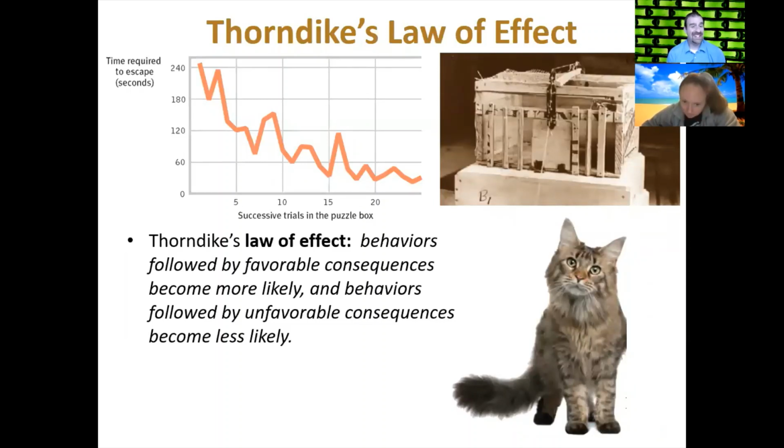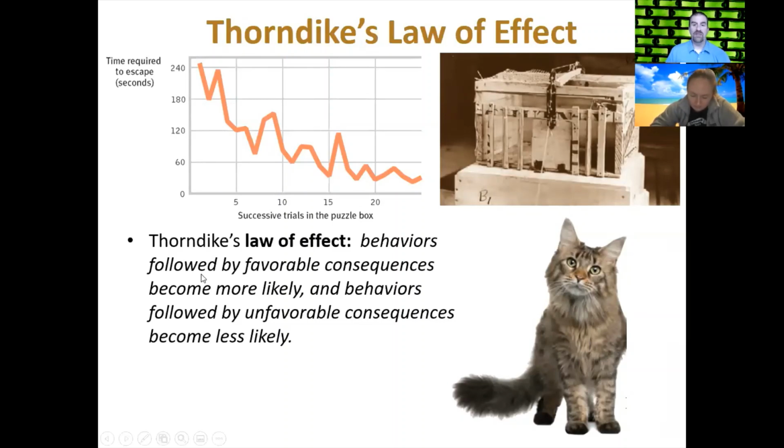Now, it takes a while at the beginning for the cat because it's all trial and error learning, but the cat starts to quickly learn what behaviors are followed by favorable consequences, meaning that they should keep doing those behaviors to get out, and what behaviors are followed by unfavorable consequences, meaning they're wasted effort. The cat's just keeping themselves from getting to the food. And so we can see that after about 20 trials, the cat gets pretty good at getting out of that box because they realize that if they do things in a certain order, they get rewarded. They get rewarded by being able to get out. And so they continue to do that behavior.